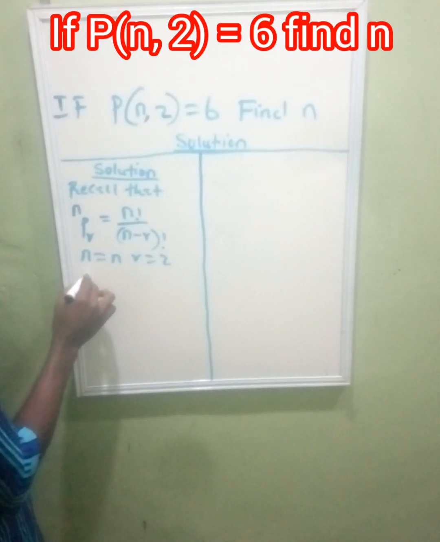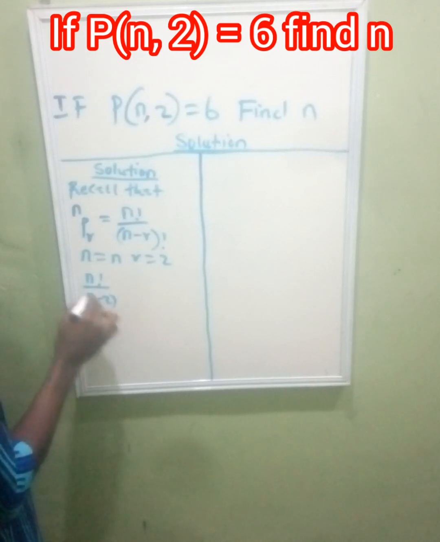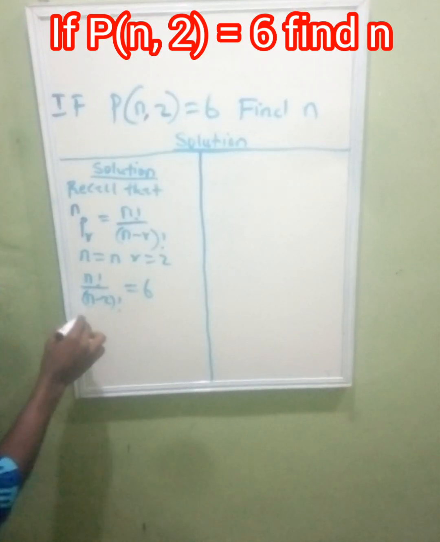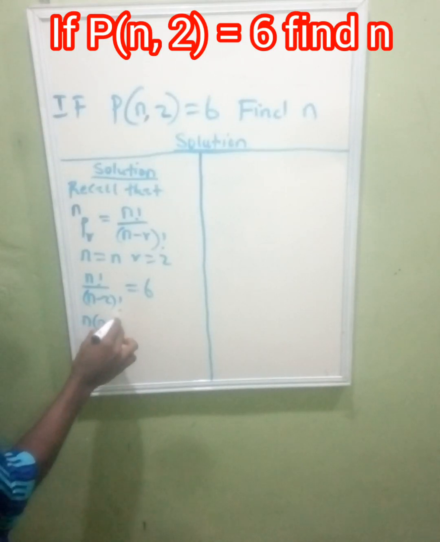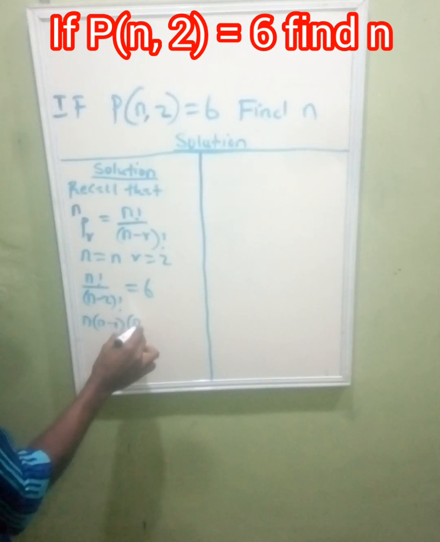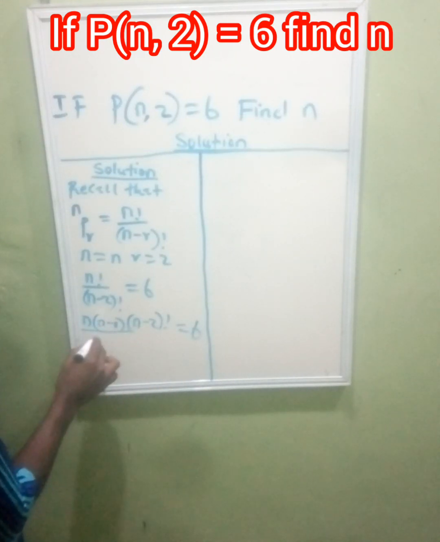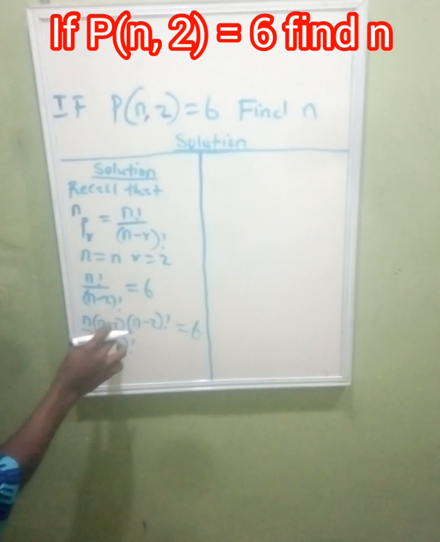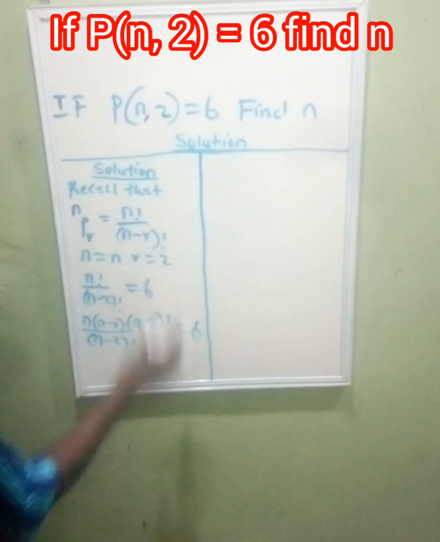So we are going to say n factorial over (n minus 2) factorial is equal to 6. That's what they say. So then we expand: n times (n minus 1) times (n minus 2) factorial, all over (n minus 2) factorial, is equal to 6. If here is n minus 3, we are going to say (n minus 1)(n minus 2)(n minus 3), and we now put factorial.